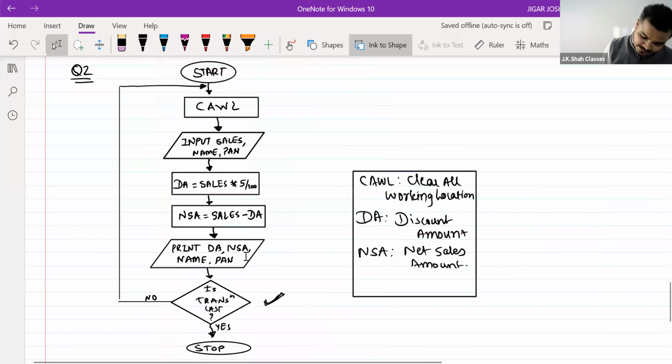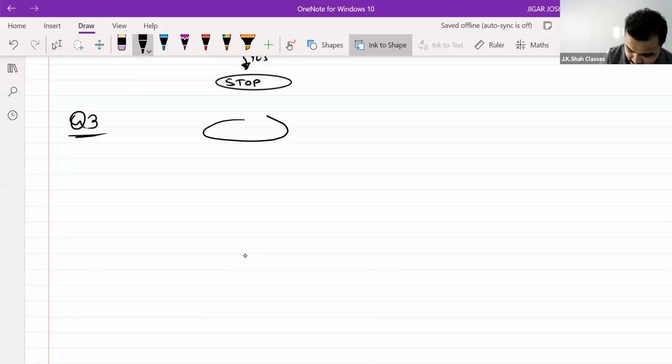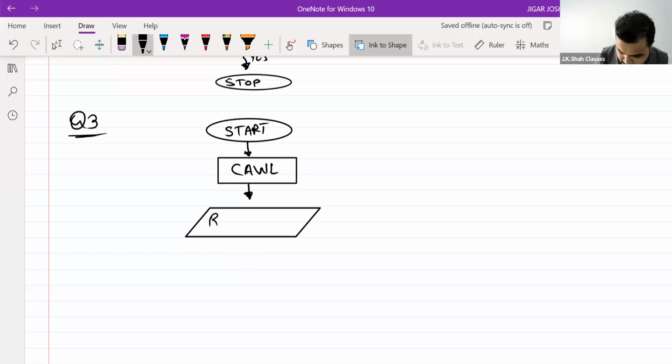So let us sort out this question in the easiest manner. Question number 3. We will start with what? Start only. After start, next one, CAWL only, clear all working location. After CAWL, we need to take input. So we use the input symbol.